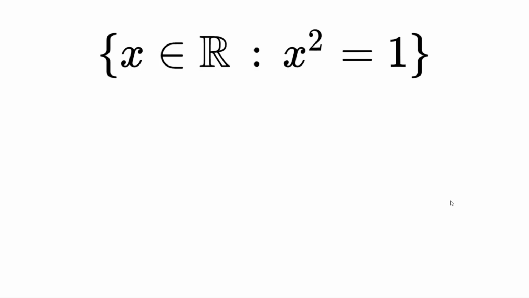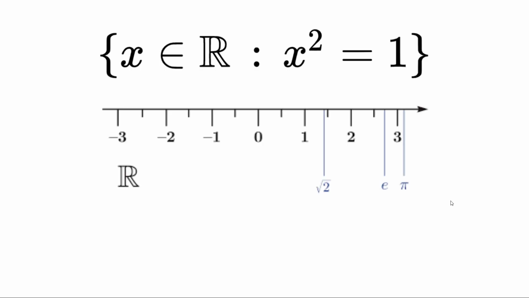What's this set in roster notation? Well, we start with the entire set of real numbers, which is a huge set, but then we use this predicate to filter out most of them. We're only going to keep the real numbers that make this predicate true, which is just x equals 1 and x equals minus 1. So this set in roster notation is the set consisting of 1 and negative 1.